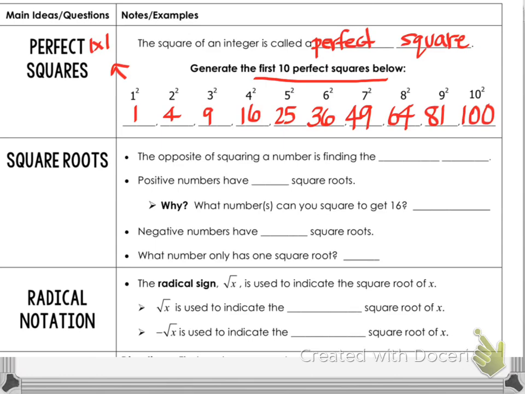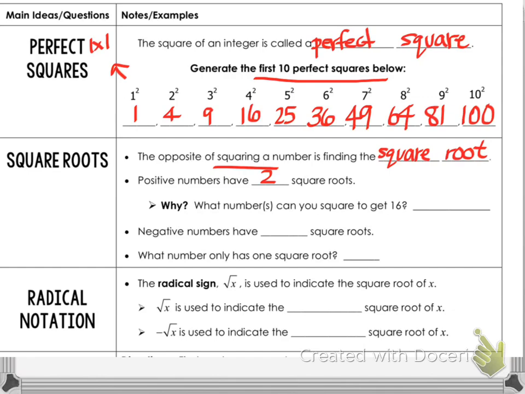Let's take a look at now square roots. The opposite of squaring a number, so when we square a number, we multiply it by itself. The opposite of squaring a number is finding its square root. Positive numbers have 2 square roots. Why? What numbers can you square to get 16?